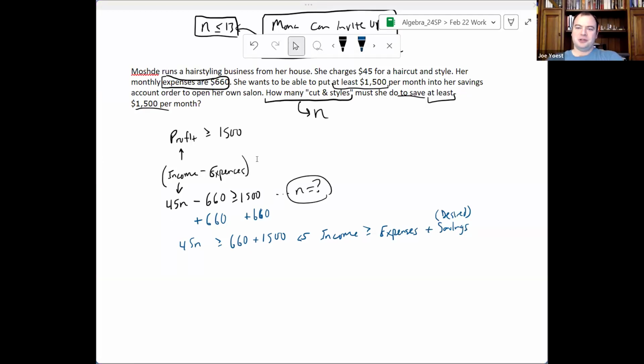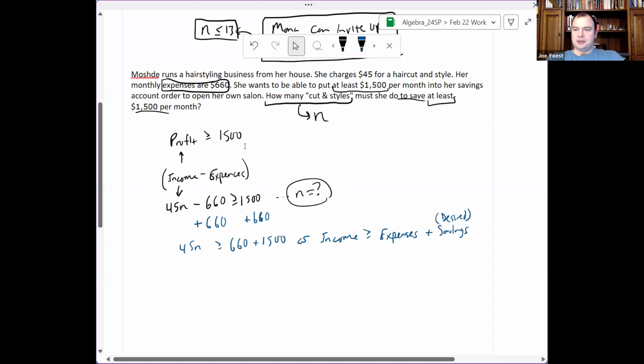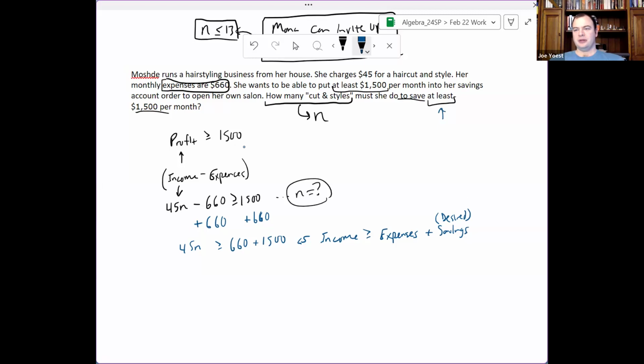Okay, it's been about 4 minutes. So this one again has some context. We do see this nice identifier at least, so that gives us a nice clue that we want something to be greater than or equal to $1,500. And we see that she charges $45 for a haircut and style. Her monthly expenses are $660, and she wants to save $1,500 per month. How many cut and styles must she do to save this amount?